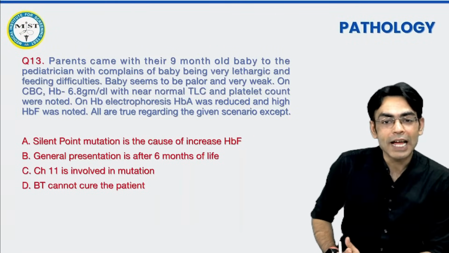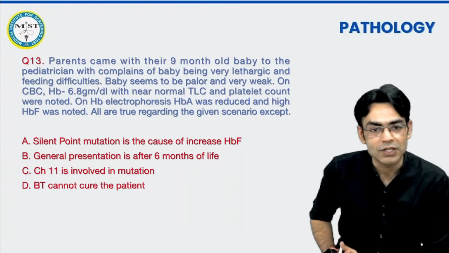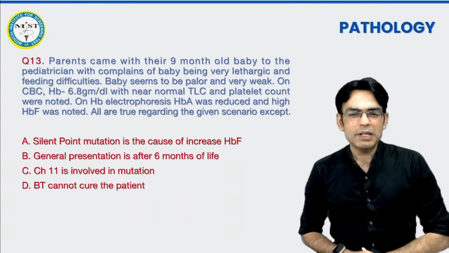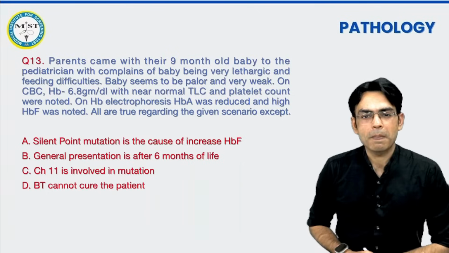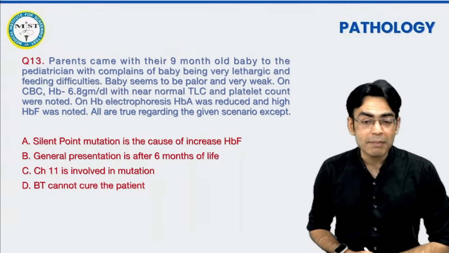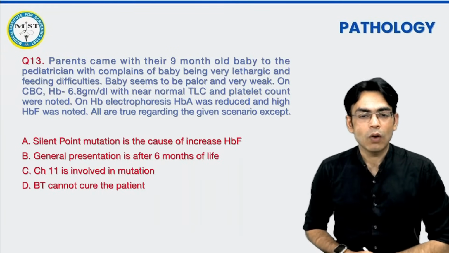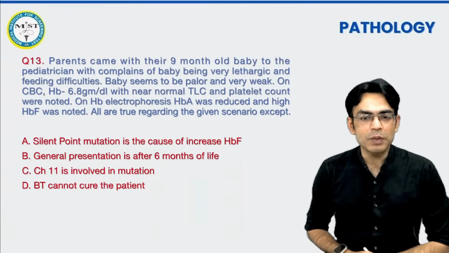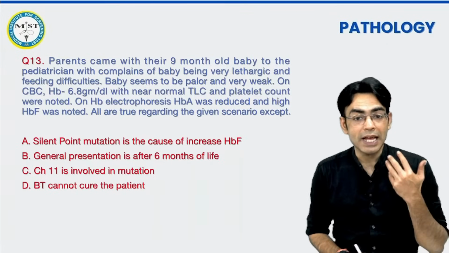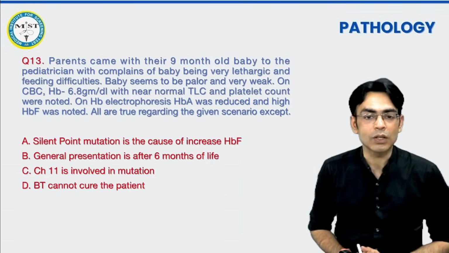Parents come with their 9-month-old baby to the pediatrician with complaints of the baby being very lethargic and having feeding difficulties. The baby seems to be pallid and very weak. On complete blood count, hemoglobin was 6.8 gram per deciliter with near normal TLC and platelet count. On HB electrophoresis, HbA was reduced and high HbF was noted. All are true regarding the given scenario except.